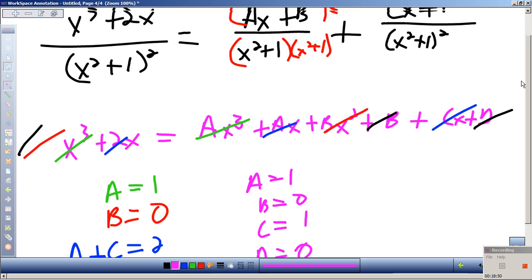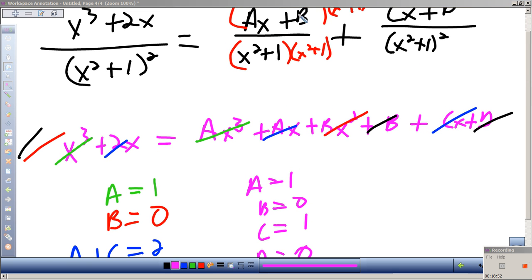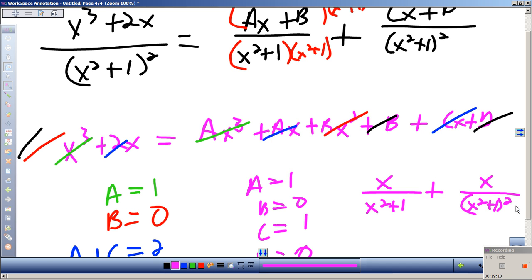So our equation, so b equals 0, so it's going to be x over x squared plus 1 plus c is 1, so x over x squared plus 1 squared. And that's the final answer.